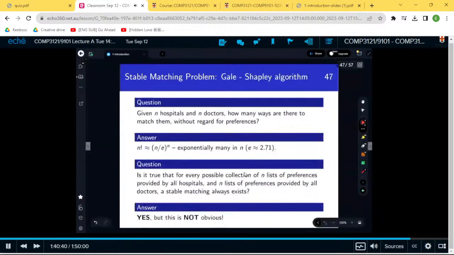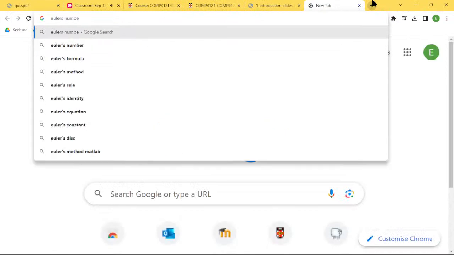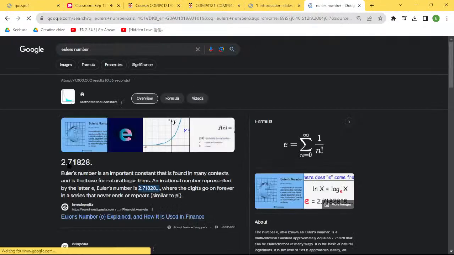Okay, can we generalize this to an arbitrary number of hospitals and doctors? Yes, and so this is the Gale-Shapley algorithm. Where do we get it from? So we have n hospitals and n doctors. We could just enumerate all the possible matchings and see if each one is stable or not. Well, if we go through all possible matchings, that's actually an exponential number of matchings.